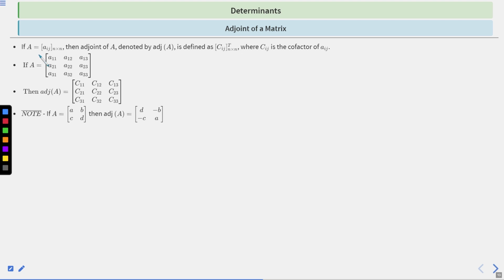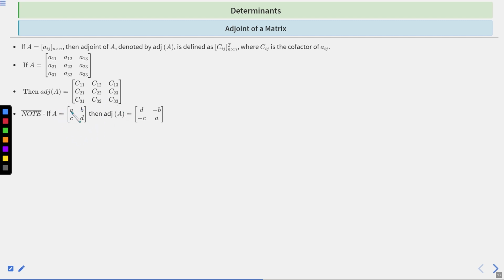Suppose we have a matrix A which is [Aij] n into n. Then the adjoint of matrix A is denoted by adj A and it is defined as [Cij] n into n transpose, where Cij is the cofactor of Aij. So if we have matrix A as this, then adjoint of A is basically the matrix of cofactors of each element. So adjoint of A is basically C11, C12, C13, C21, C22, C23, like that.